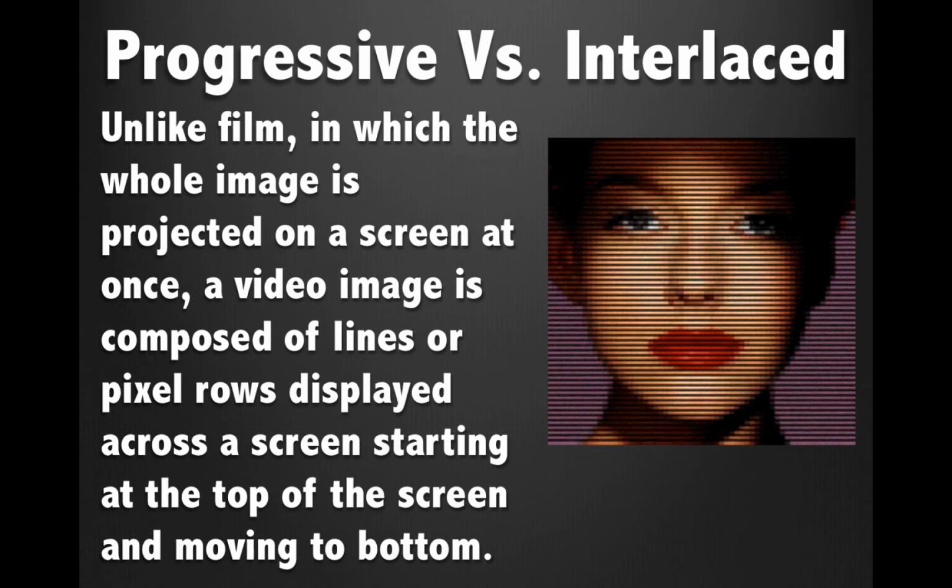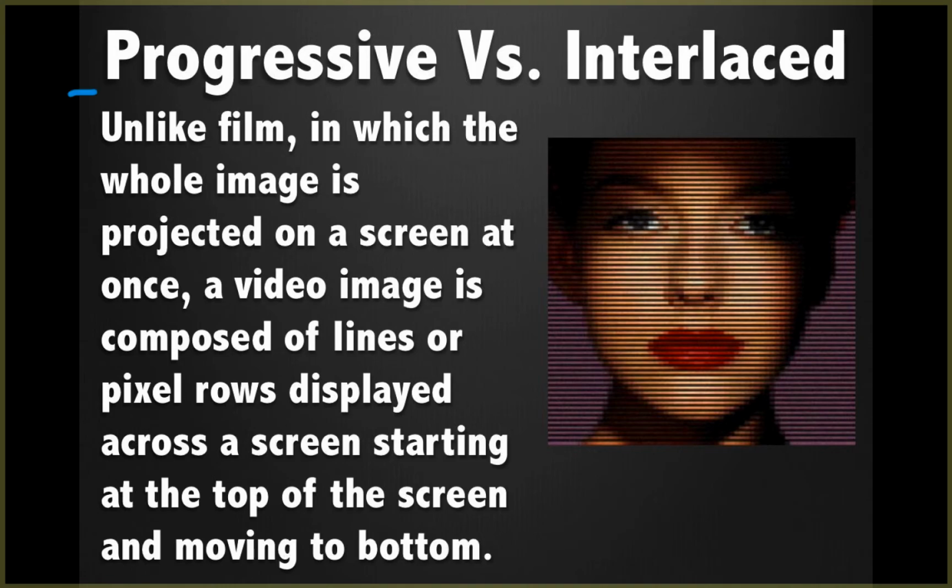All right. Now you saw there was a 24p and a 30i and a 30p. Those stand for progressive and interlaced. All right. These are two terms that you might want to remember: progressive and interlaced.